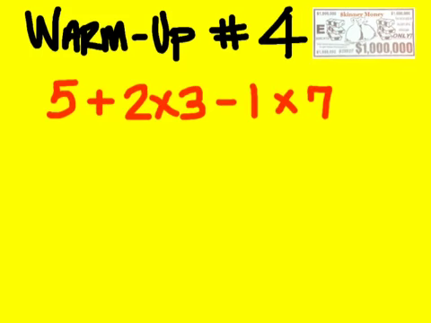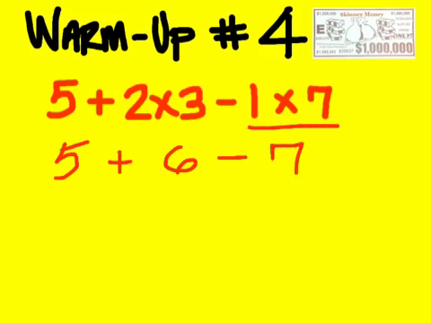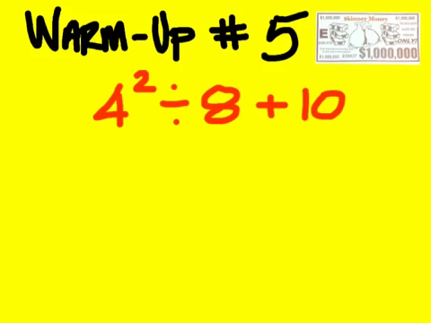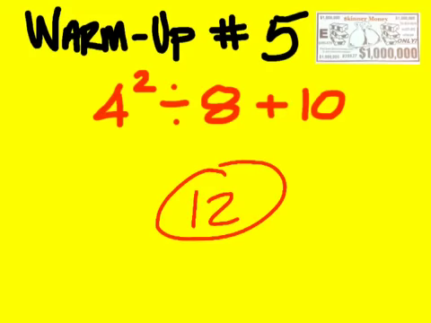Number 4. You have to do 2 times 3 first to get 6, and then 1 times 7 to get 7. 11 minus 7 is 4. Last one. Answer should be 12. Everybody had that.